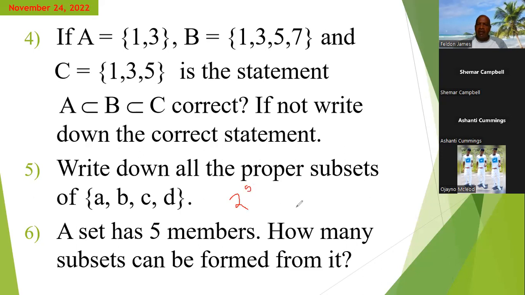Miss Cummings, I think what you did was to have 5 to the 2 instead of 2 to the 5. So remember now the formula: you're raising 2 to how many members you have. That is the wrong way around. So you have 5 members, so you raise 2 to the 5. And when you do that calculation, you will get 32. All right, Miss Cummings? Yes, sir. All right, good.